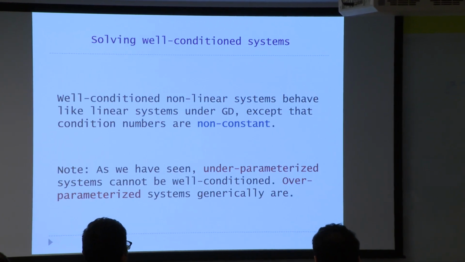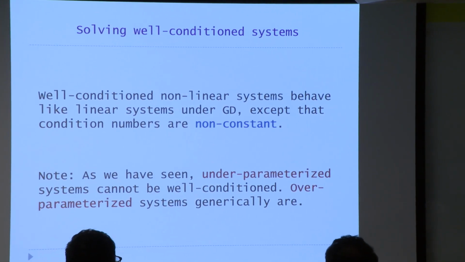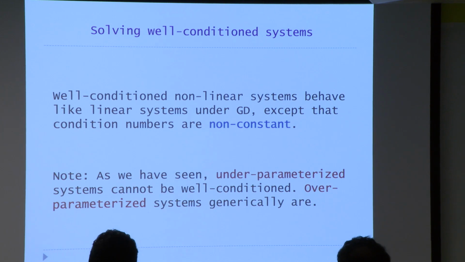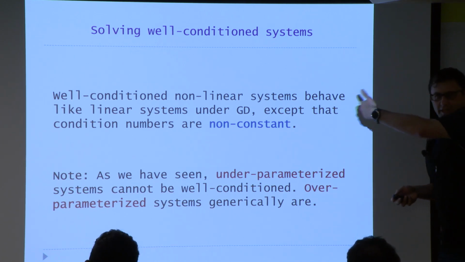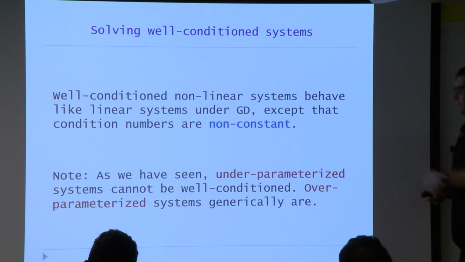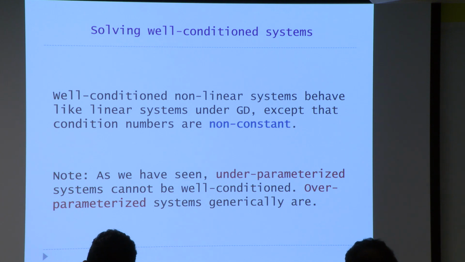So that's maybe the summary of this: well-conditioned nonlinear systems behave like linear systems under GD, and in fact under SGD, if you take a linear overparameterized system, except that the condition numbers are non-constant. So in some sense, overparameterized systems are remarkably well behaved, which is, I don't know, intuitively a little strange.